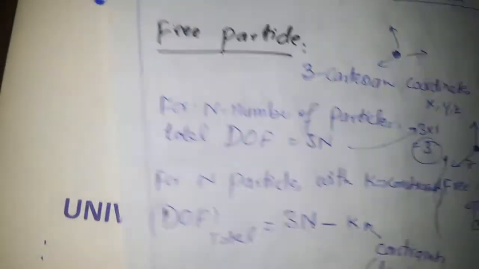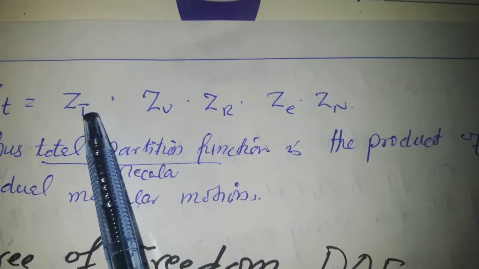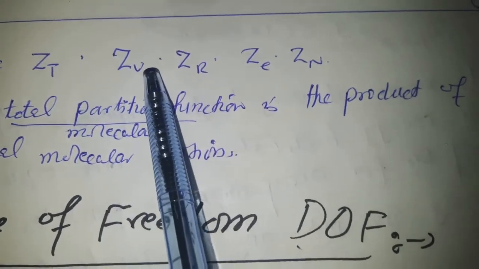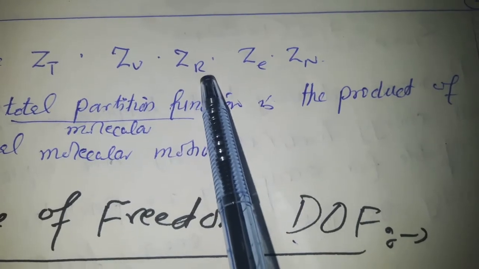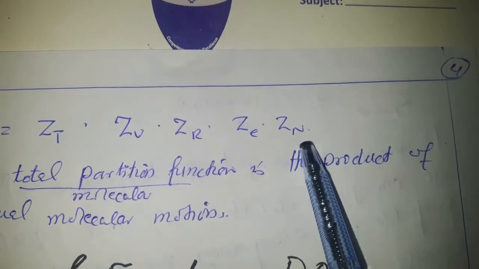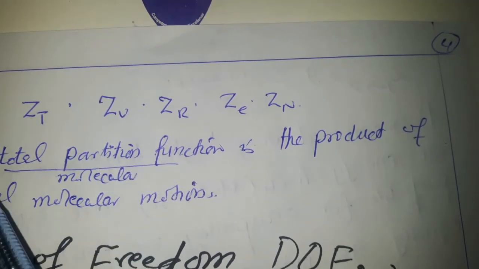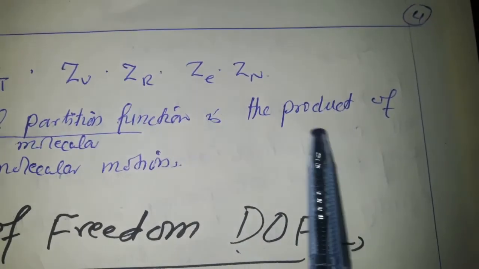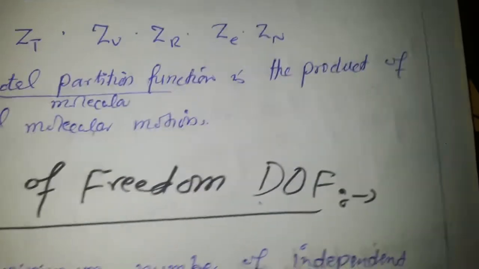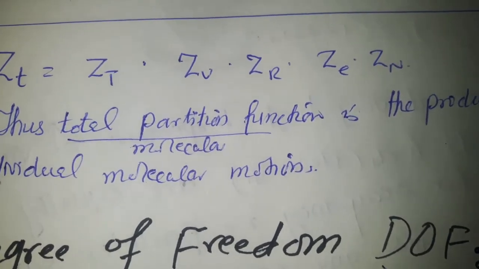And putting in the symbols for the different kinds of motion, the translational partition function is represented with zt, zv is the vibrational partition function, this is the rotational partition function, and this is the electronic partition function. So these are the different kinds of motion which contribute to the total partition function, and thus the total partition function is the product of the individual molecular motions. So this is an overview of the total partition function.